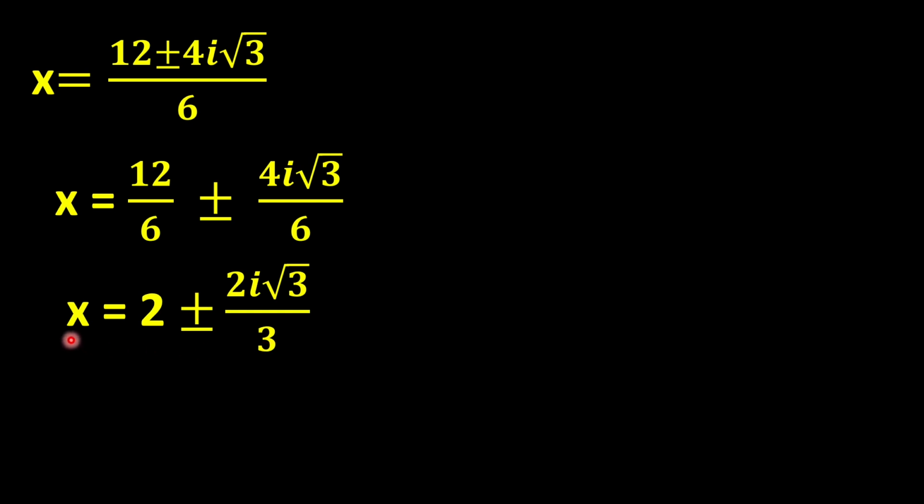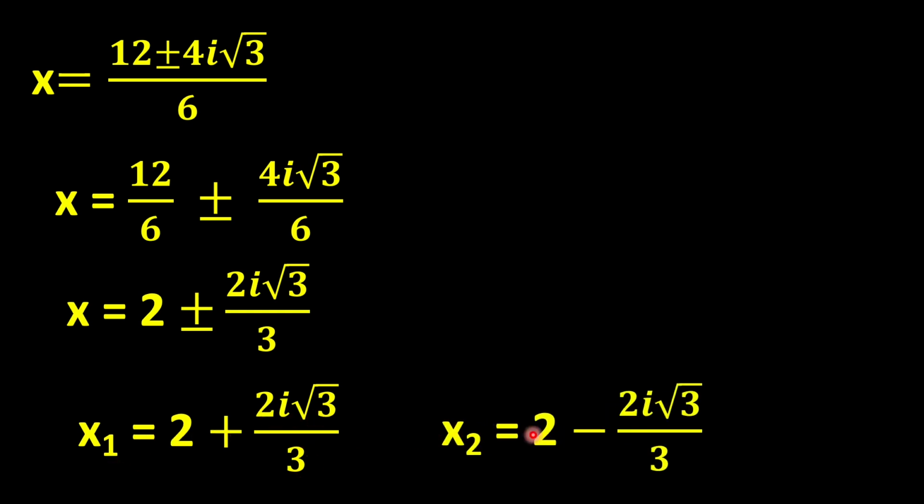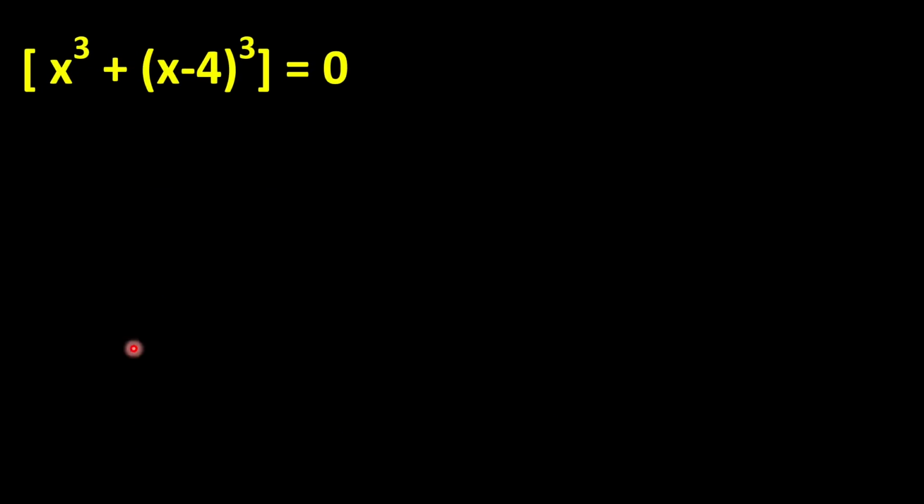So these are two values of x, that is 2 plus 2 iota under root 3 divided by 3 and 2 minus 2 iota under root 3 divided by 3. So these are two solutions of the question, and we have solved the first part of the question. Now we will solve the other part of the question, which was in plus over here. The previous part was in minus.